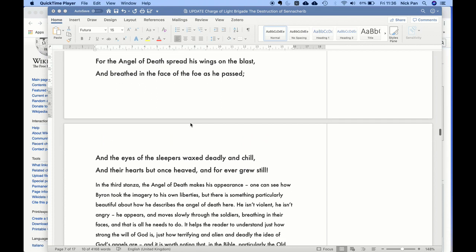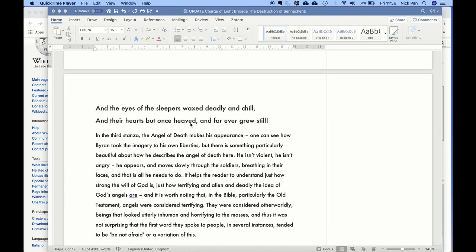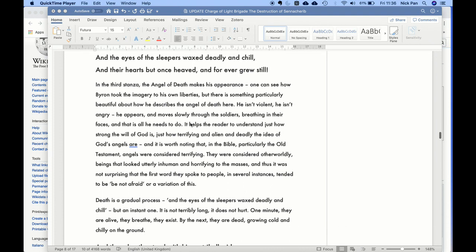Okay, so the final bit of it. "The angel spread his wings on the blast, and breathed in the face of the foe as he passed, and the eyes of the sleepers waxed deadly and chill, and their hearts but once heaved, and forever grew still." So in the third stanza, the angel of death makes his appearance.